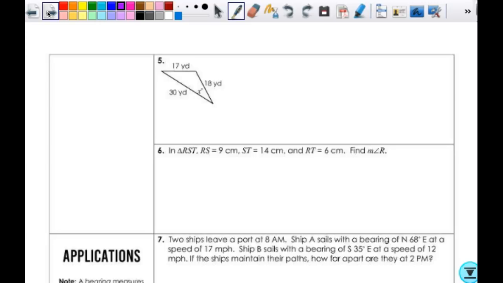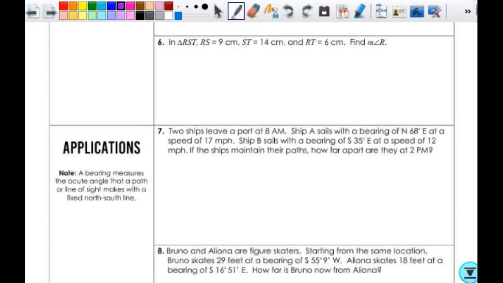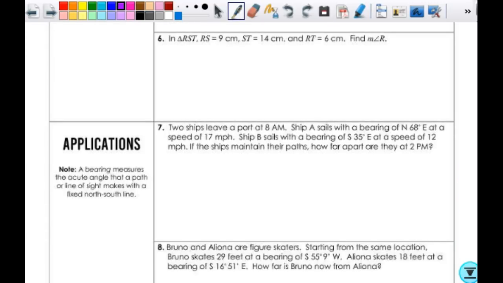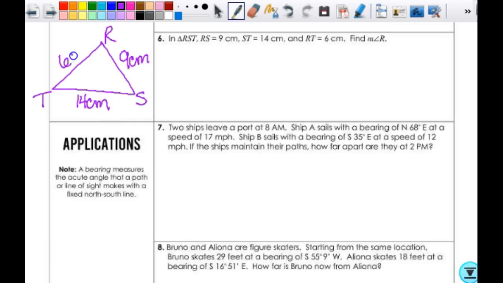Let's look at number 6. In triangle RST, the length of RS is 9 centimeters. Okay, so again, that's naming me a triangle that I don't have, so I'm going to draw it. RST. The length of RS is 9 centimeters. The length of ST is 14 centimeters. The length of RT is 6 centimeters. And I want to find the measure of angle R, this angle right here. So we'll call that theta.